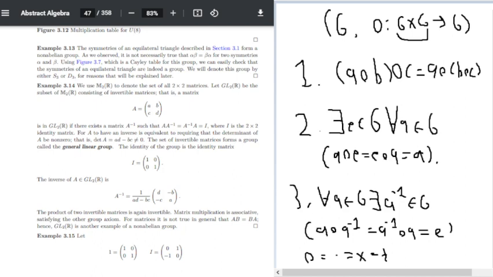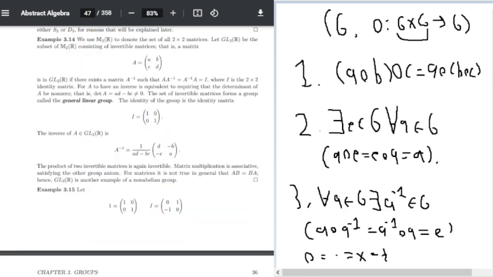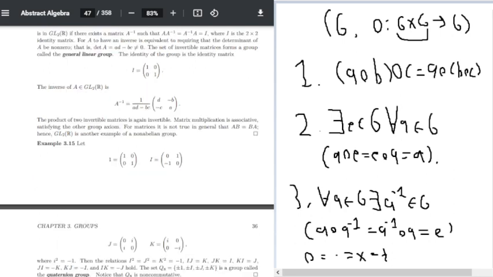The set of invertible matrices form a group called the general linear group. The identity of the group is the identity matrix I equals [1, 0; 0, 1]. And the inverse of A in GL2 of R is A to the negative 1 equals 1 over AD minus BC, all times [D, negative B; negative C, A]. Note here that the composition law is the product of matrices, which if you're thinking linear transformations is literally just the composition of the functions they represent, the transformations.